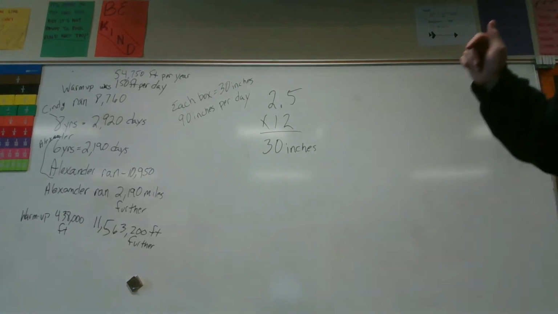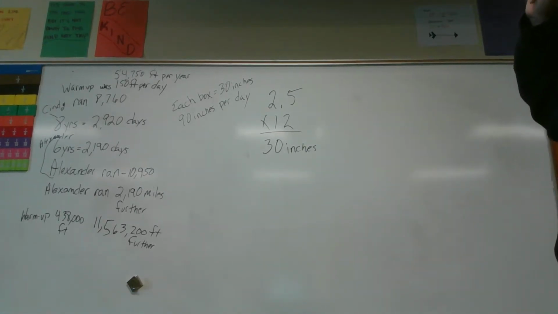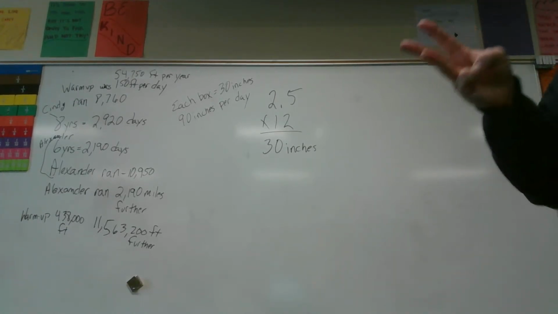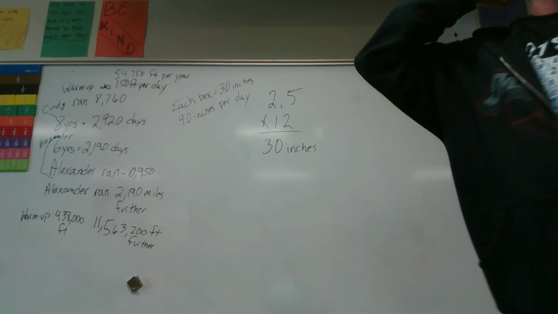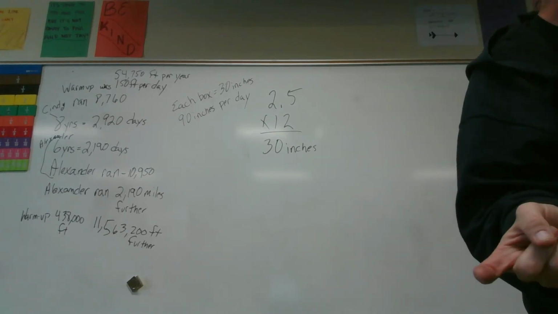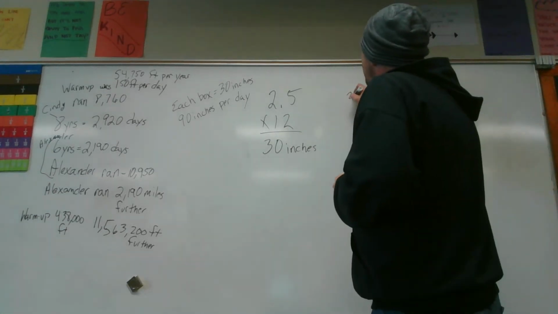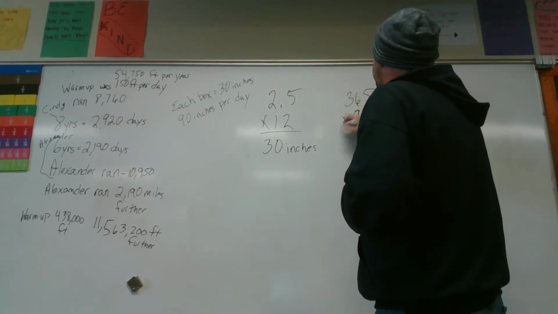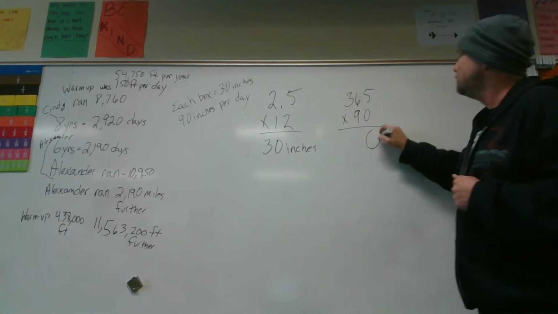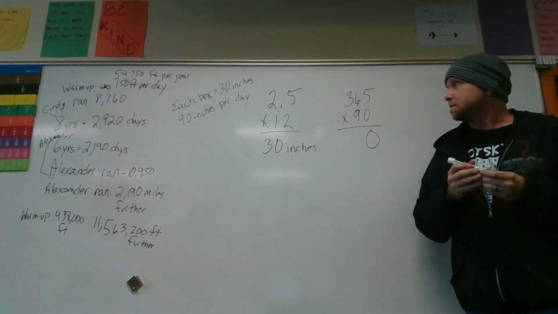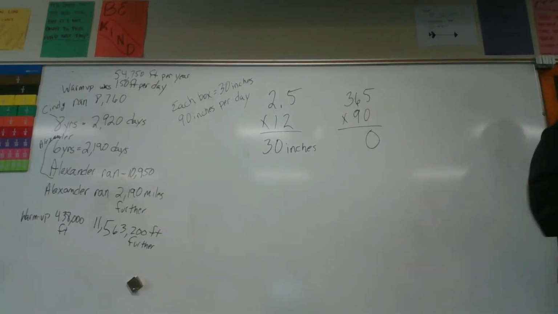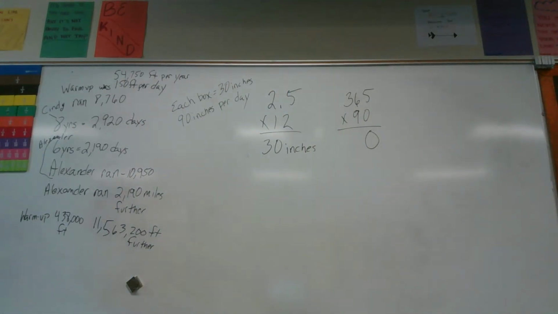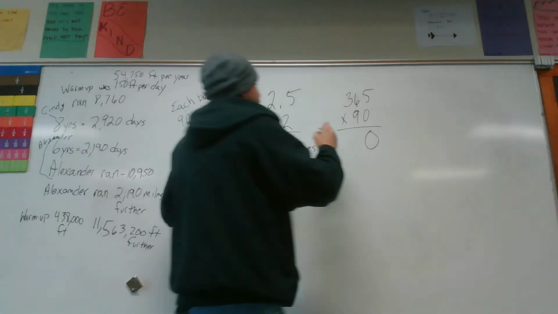Now we want to know how many inches he jumped total each year. So again, we go back to 365. He jumped 90 inches per day. I can move that 0 down and do 365 times 9. So what is my answer here, Phoenix? I got 32,850.